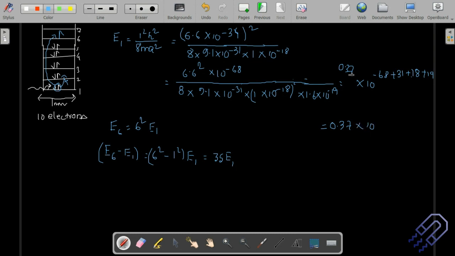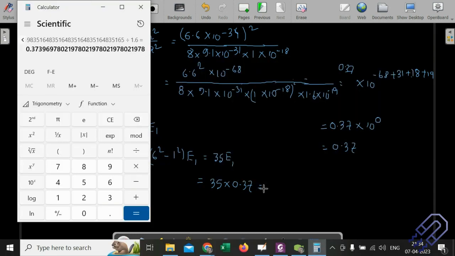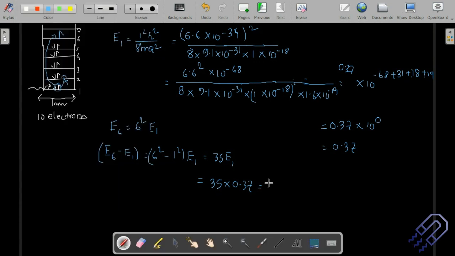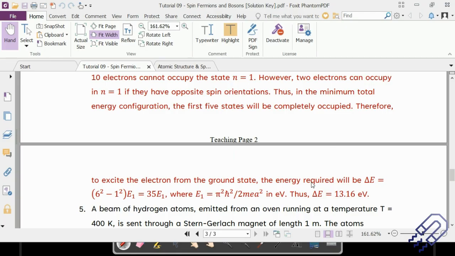So this is 0.37 into 10 to the power minus 68, 31, 19 is 50, 50 and 18, right? It's 68. So that's 10 to the power 0. So we're getting it to be 0.37. So that means our answer would be 35 into 0.37. So that's there already into 35. So getting 13.08. I believe that's the answer that is given, 13.08 eV. Let's check the PDF. 13.08. Okay, so it's okay.